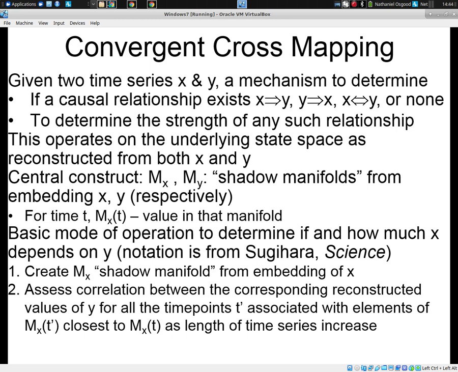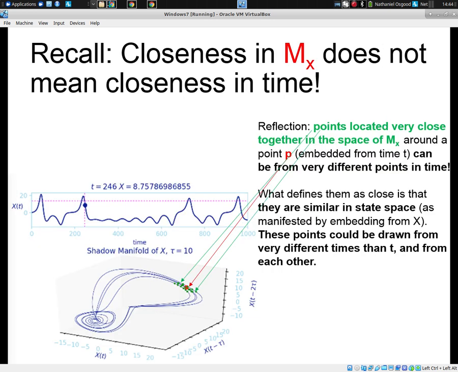By contrast, if the value of Y is all over the map for different nearby points in state space, it suggests to us that Y is not an element of the state of the system driving X. Y is just not part of the state of that system driving X, which is indicated by locality in the state space. Things with similar state of the system driving X are close together in the state space. And if Y has totally different values for those, it suggests it's not driving X. Okay, so that's the basic gist of where we're going.